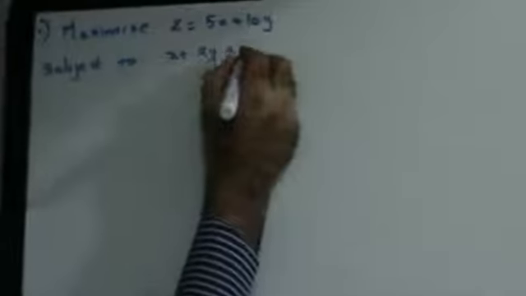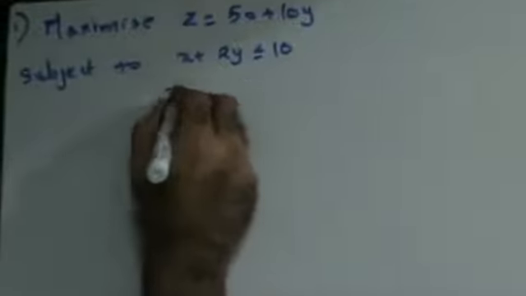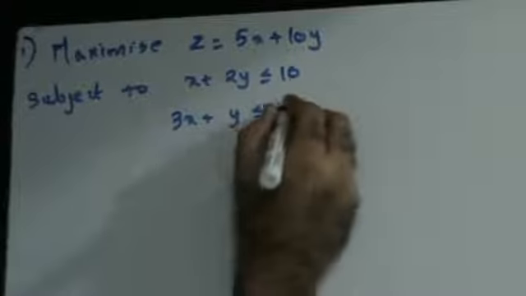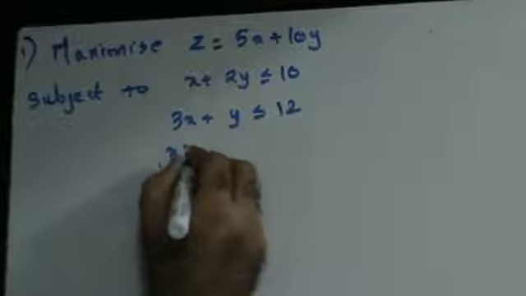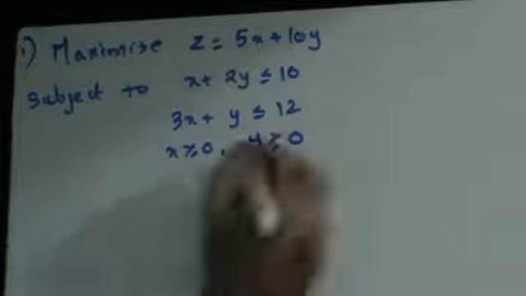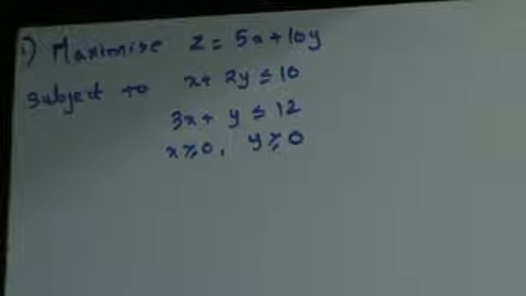So let's see this. They will give you a sum like this. Maximize z is equal to 5x plus 10y subject to x plus 2y is less than equal to 10, 3x plus y is less than equal to 12, x is greater than equal to 0, y is greater than equal to 0. Right? Now, whatever they give you after subject to, that is called as constraint.